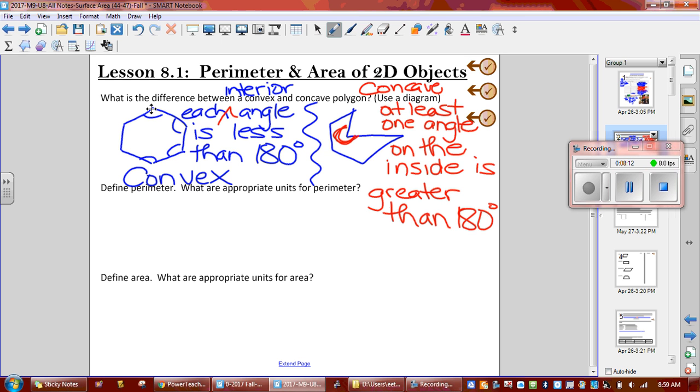How could I define perimeter if I wanted to use my own words? If I said you find the perimeter of the room, what would you try to do? Measure the exterior. Good. So you'd measure the length of every wall. So perimeter means you add all sides of the object.